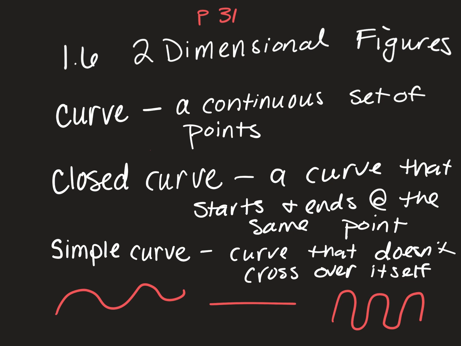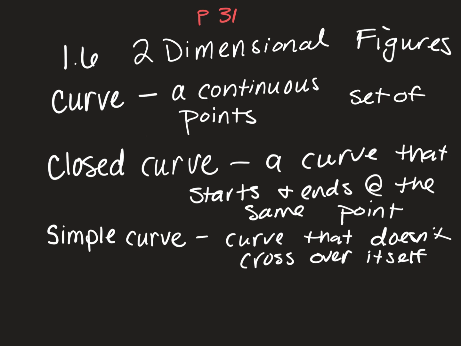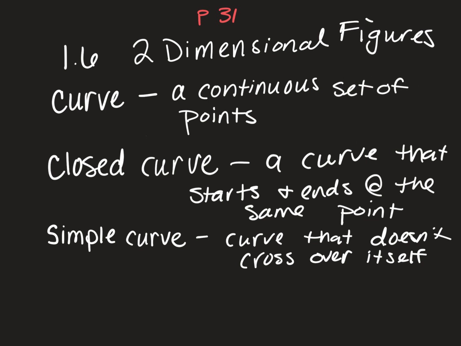All right, and then our last one is a simple closed curve. Any guesses on what that one would be? A curve that closes that can't overlap. Right. So like a circle. Yeah, a circle is more specifically a simple closed curve. It's also a closed curve, but it's simple because it doesn't cross over itself.